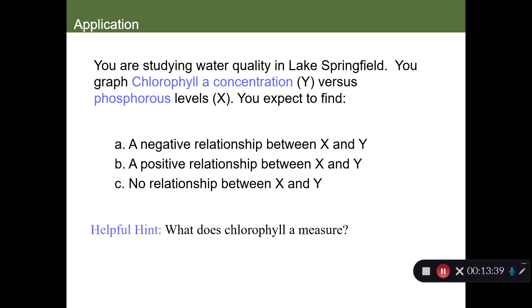And one thing, I put it at the very beginning, what chlorophyll A measures. So think about what would have chlorophyll in the lake, right? And that will help you figure that piece out. Pause it, see if you can come up with an answer, and then we'll talk about it in the next slide.